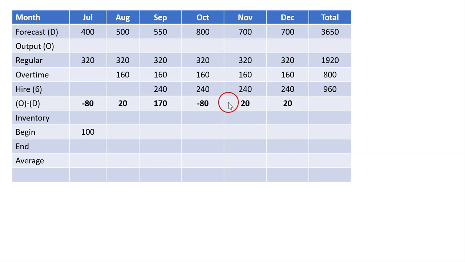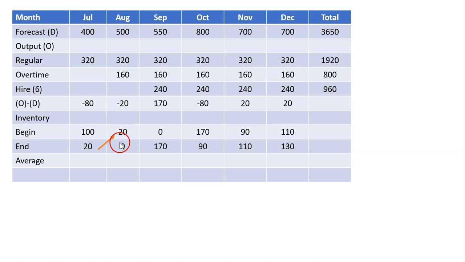Okay, so we're done with this O minus D because we're going to use it for the inventory. So remember, we have 100 for the beginning. So for the end, 100 plus negative 80, we have 20, and then you have to bring it to the next month. Open the month beginning with 20.